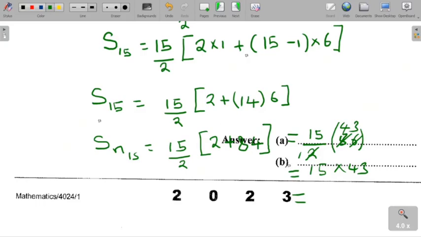645. Okay, so your final answer right here, we have said it's going to be 645 as the sum of the 1530 terms.